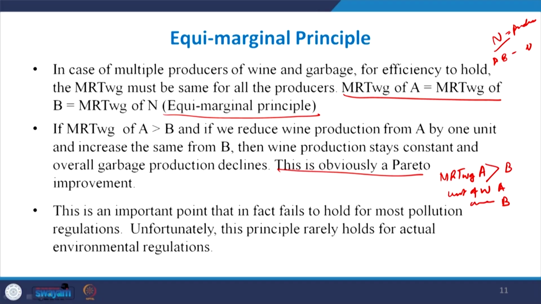So, this is an important point that in fact fails to hold for most pollution regulators. What we know is that when a regulator regulates the economy, they hardly keep in view this equimarginal principle, and it is very difficult to apply the equimarginal principle in the case of a command and control system of regulation. That is why many economists strongly advocate introduction of a market based approach to solve the pollution problem, because if the market is allowed and if the equimarginal principle holds true, then overall efficiency can be improved and we can reduce pollution without reducing the output.